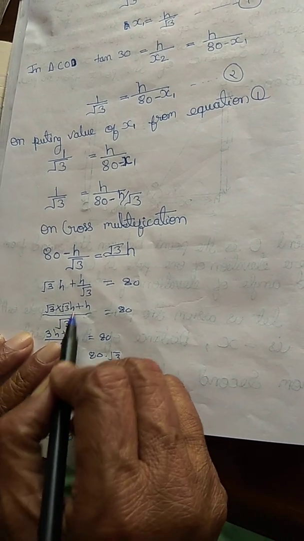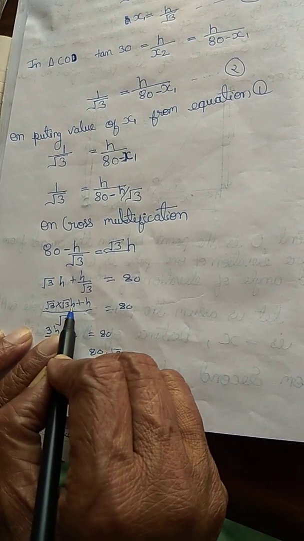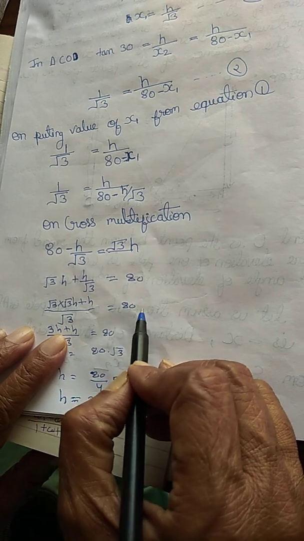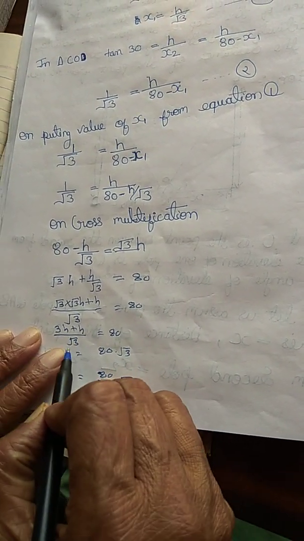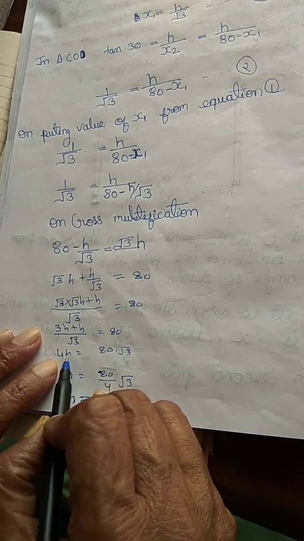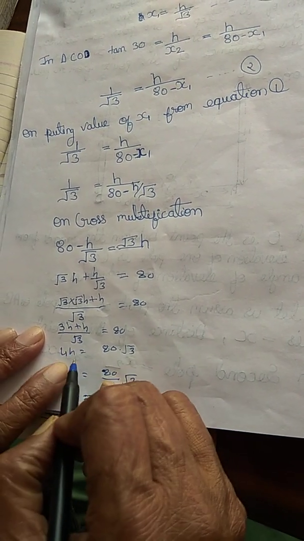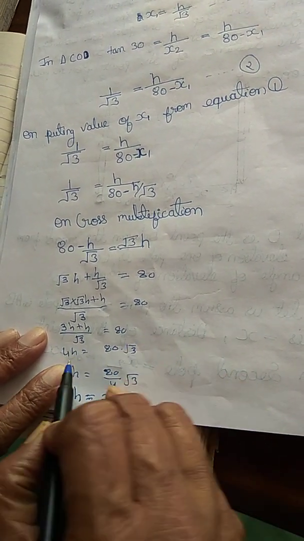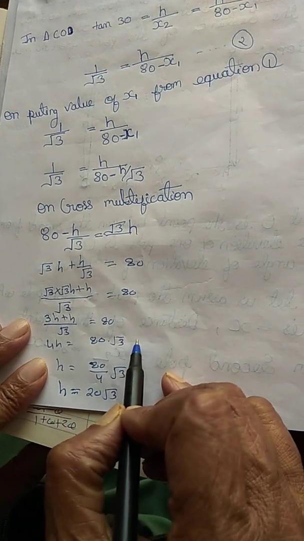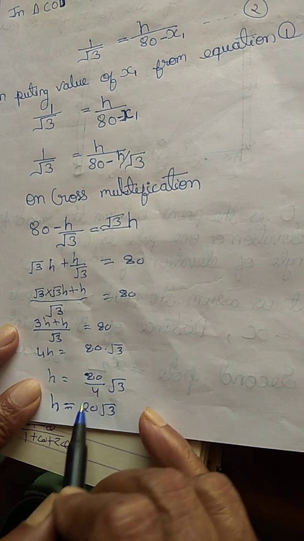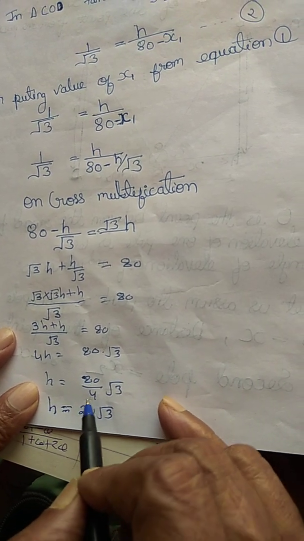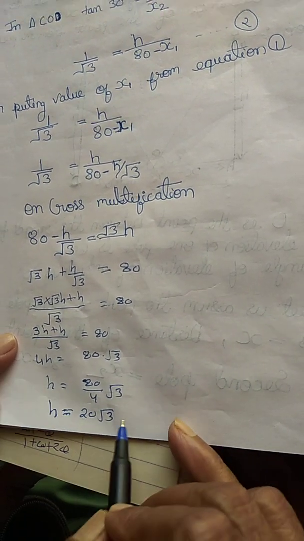Take the LCM, root 3. It becomes root 3 into root 3h plus h is equal to 80. So this becomes 3h plus h upon root 3 is equal to 80. So we get 4h is equal to, on cross multiplication, 80 into root 3. So h is equal to 80 upon 4 into root 3. Divide 80 by 4, you get 20 root 3.